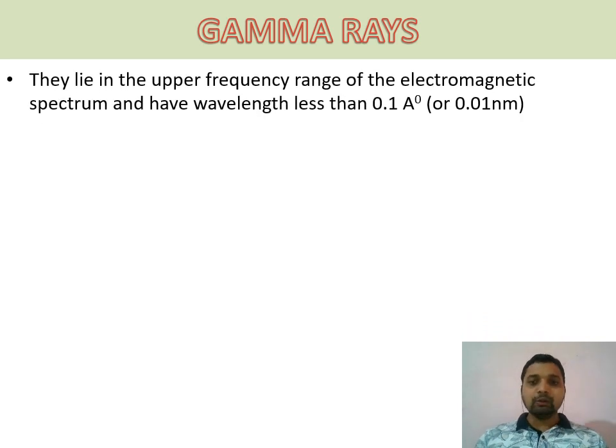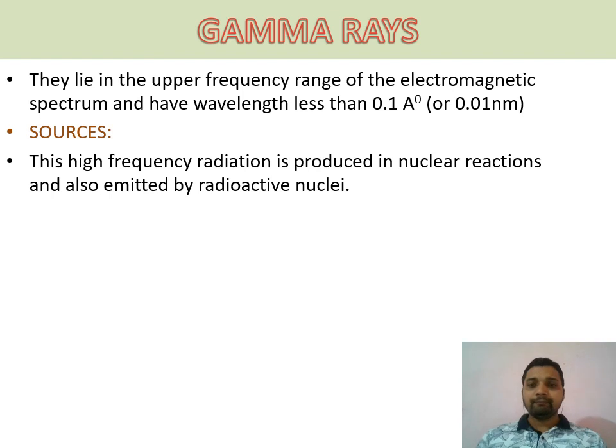Now, first one to discuss is gamma rays. Gamma rays have very little wavelength, nearly less than 0.1 angstrom, or simply you can say less than 0.01 nanometer. Because of the small wavelength, we get maximum frequency in case of gamma rays. Gamma rays are mainly produced by nuclear reactions or unstable nuclei. Gamma rays also come from background radiation. Gamma rays also come from nuclear waste.